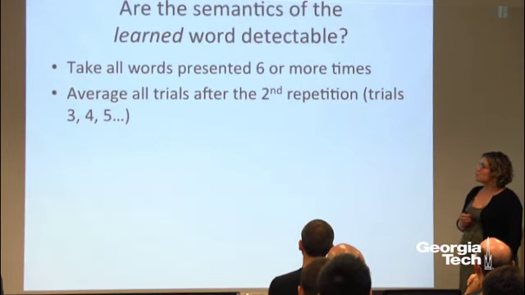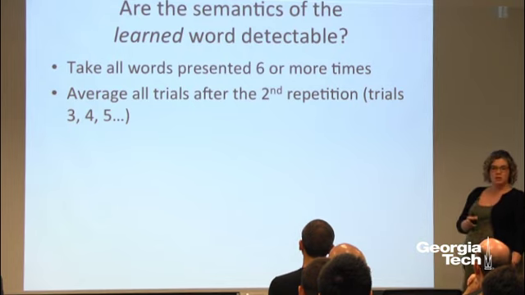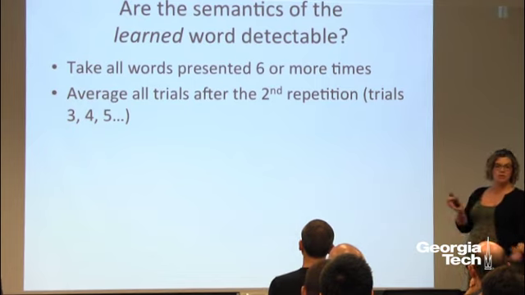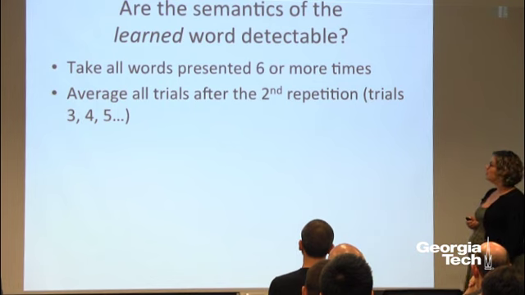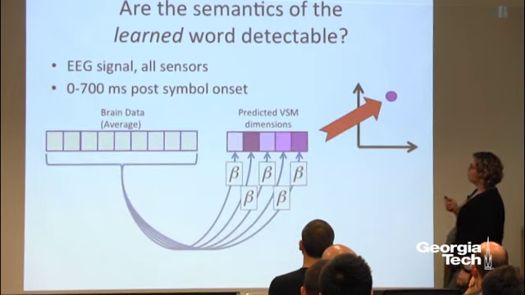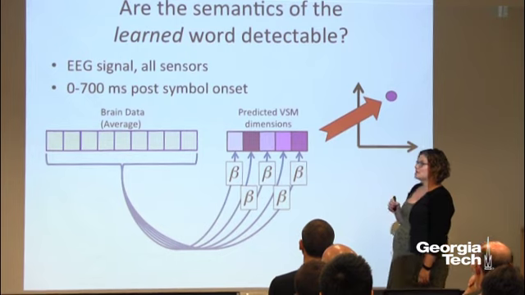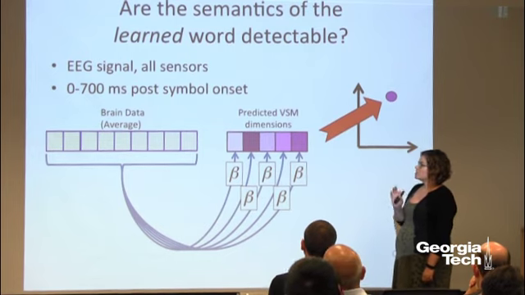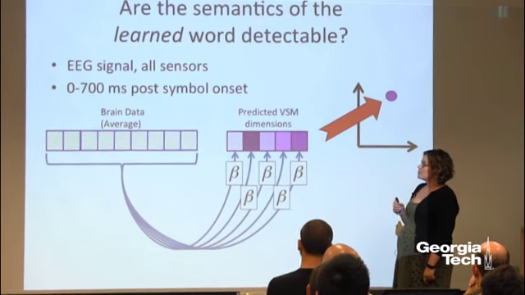So here we're going to take all the words that were presented 6 or more times. This is because we need a good signal of the actual representation for the word. And we're going to average all of the trials beyond the second repetition, so 3, 4, 5, and up as many times as you saw that word. We're going to take the EEG signal from all the sensors. Again, we do nothing special here. We just put them all together. And this is from 0 to 700 milliseconds after the symbol onset.